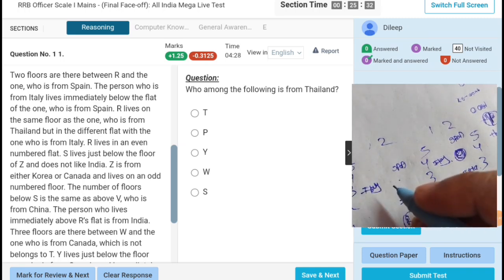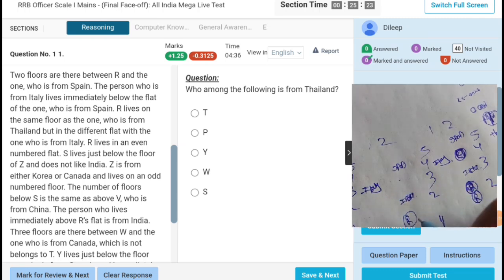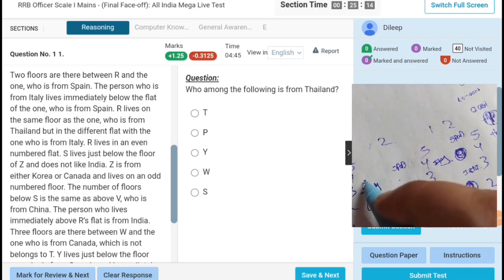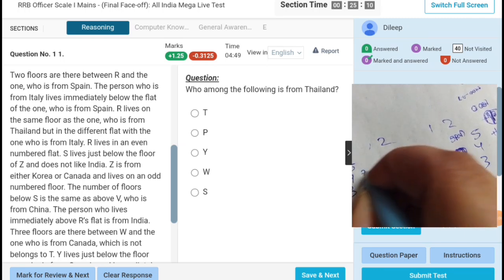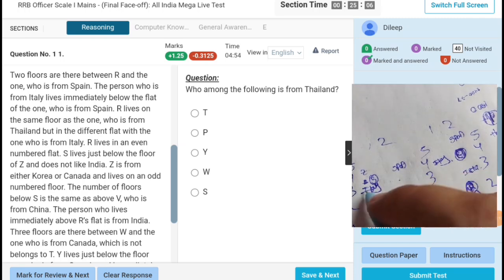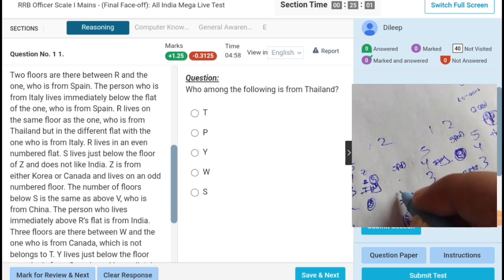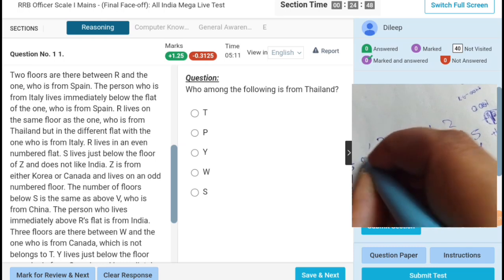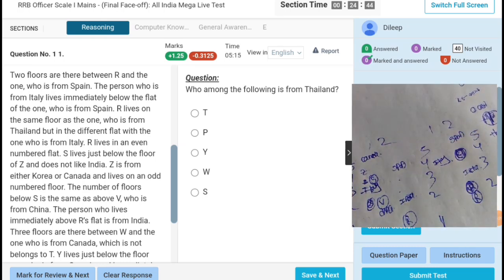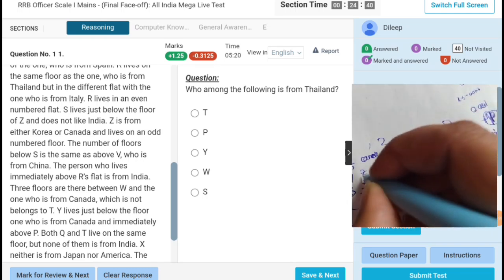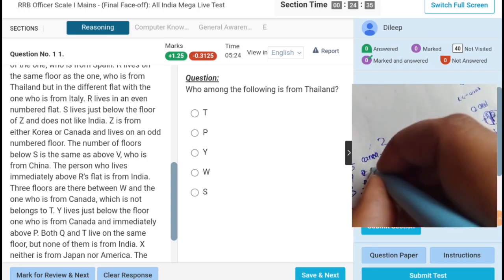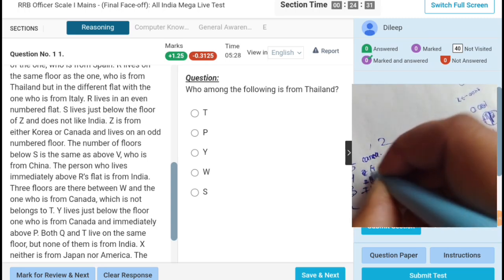Next, S is just below Japan. It is not from India. Japan is from either Korea or Canada. The floor below S is the same as above V. V is from China. Three floors between W and Canada. Canada is not T. Y is just below Canada, immediately above B.